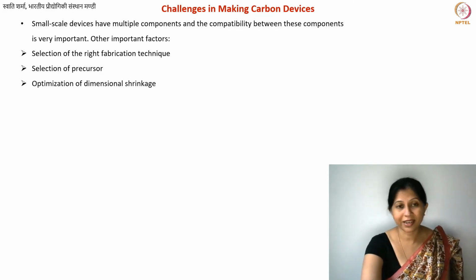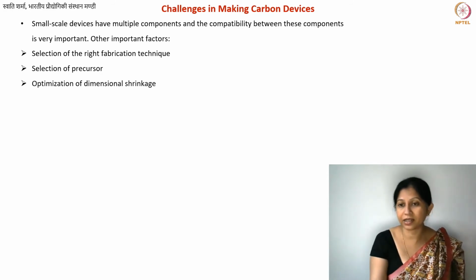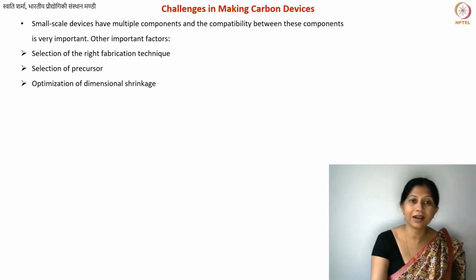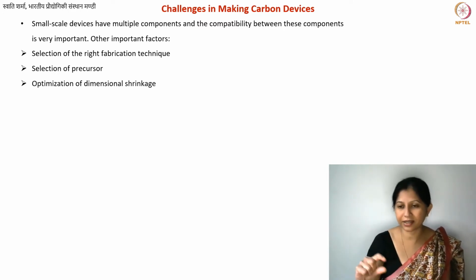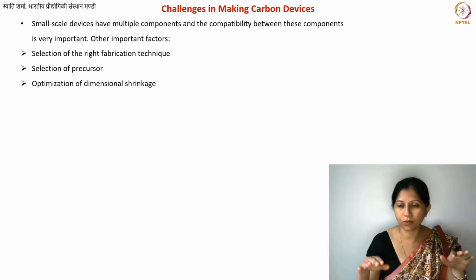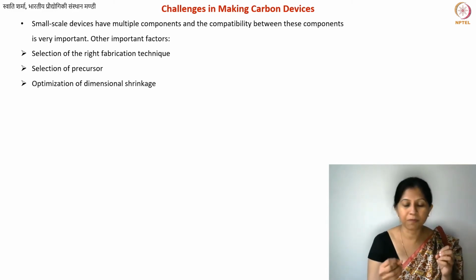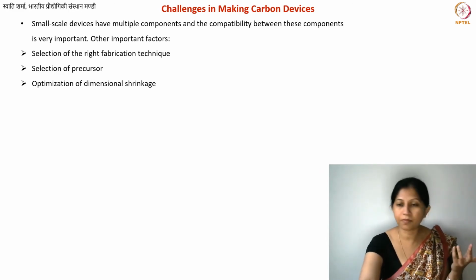Optimization of dimensional shrinkage. This is also a problem in large-scale structures, but here the only additional factor is that you have a substrate. So in one dimension you do not have the same shrinkage as in the other directions. But you can optimize it. You can do shape optimization even using a lot of CAD software.